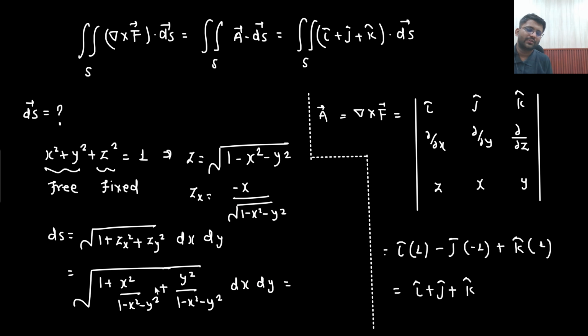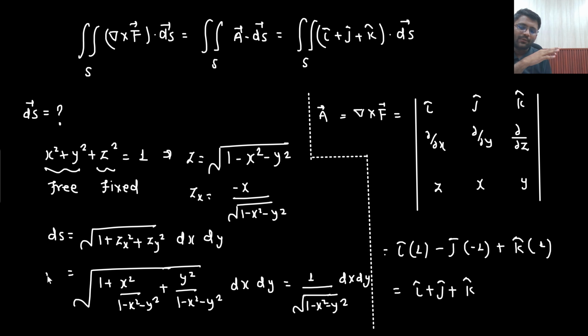One minus x square minus y square plus x square plus y square. What answer you are getting is 1 upon under root 1 minus x square minus y square dx dy. Now let me know what this 1 minus x square minus y square is. This is nothing but z only, no? But let's keep it as 1 upon under root 1 minus x square minus y square only. Let's keep it in this manner only. Although it is z.